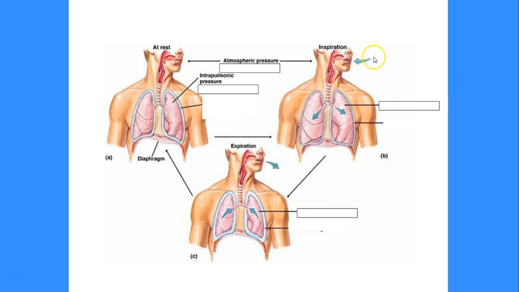Okay, that causes air to rush in from the now higher atmospheric pressure. To force the air out again, you'll see that the diaphragm has come back up, impinging on the lungs. The ribs have come back in. It's forced the lungs smaller, raised the pressure inside, and the air now flows out to the outside atmosphere.